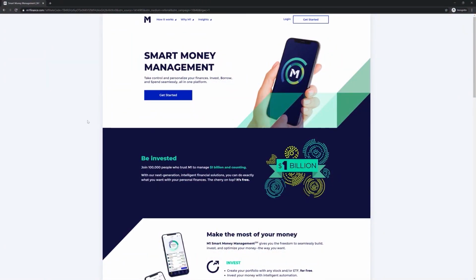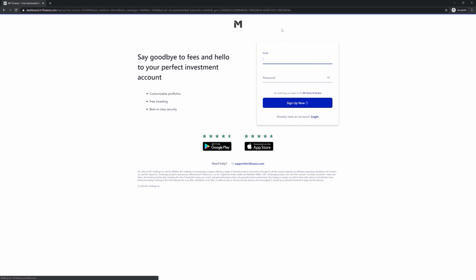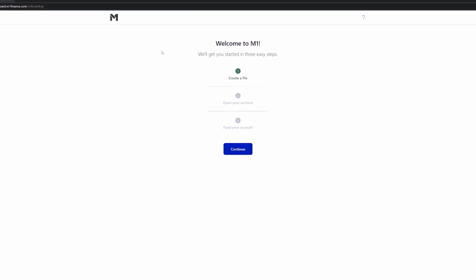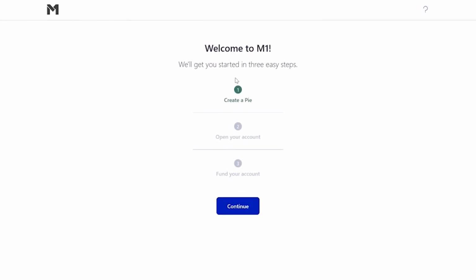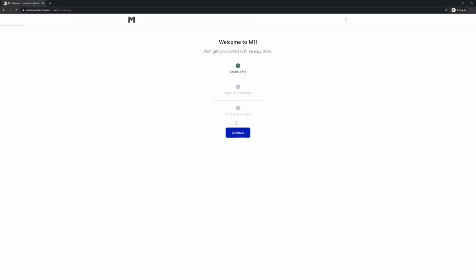M1 Finance. When you go to M1 Finance, you will obviously want to click on Get Started, right? So you're going to go ahead and put in your email and your password. And then you will see a screen that says, Welcome to M1. We will get you started in 3 easy steps. Step 1, create a pie. Step 2, open your account. Step 3, fund your account. So pretty simple. Let's see how it works.